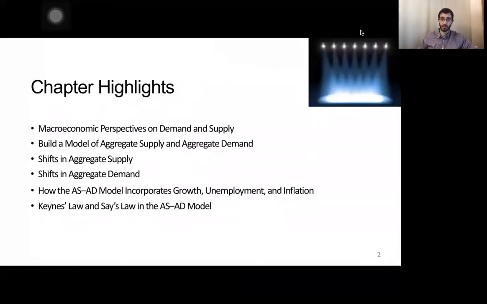I'm going to do this through the model called aggregate demand and aggregate supply. Like I said, we're going to understand what that model is. We're going to understand how to shift the curves in that model, like we did for the demand and supply model for the first exam. And we're going to learn what type of views play a role in determining policies for this type of economy.